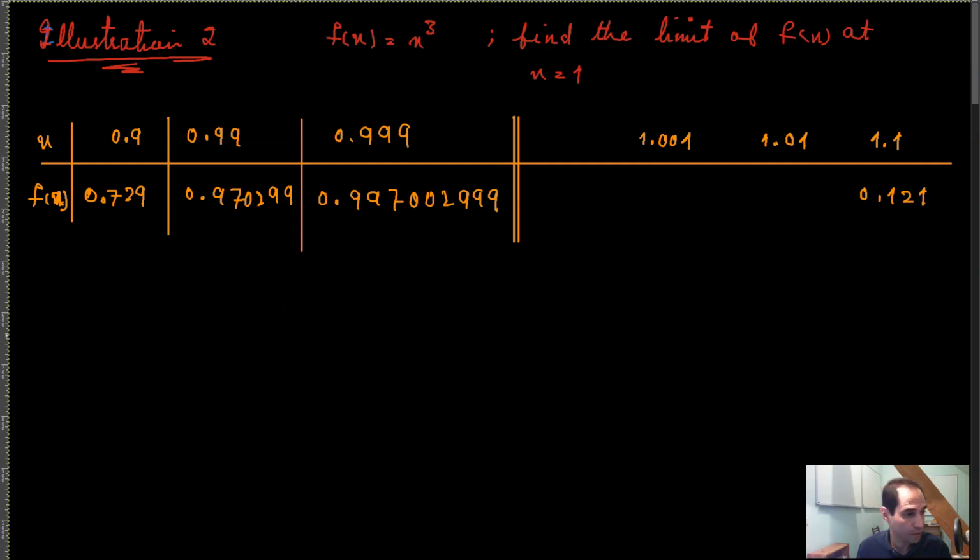Oh, to the third power, that was the second power, I'm sorry. 1.1 to the third power is 1.331. 1.01 to the third power is equal to 1.030301. And 1.001 to the third power would be 1.003003001.